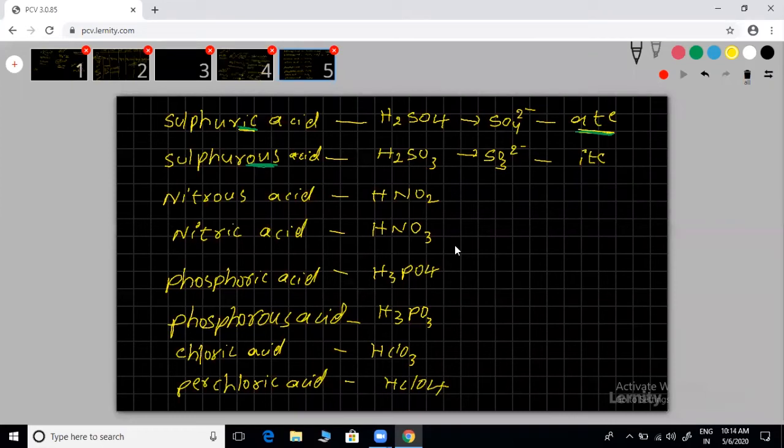Next, I hope you can write this directly. NO2 minus. What can you write? Nitrite. ITE. Here, yes, you can write. I hope you people are done. NO3 minus. Nitrate. ATE. Keep in mind here, ATE, ITE. Whenever us acid comes, that is ITE. When ic acid comes, what are we going to consider here? ATE. Clear?